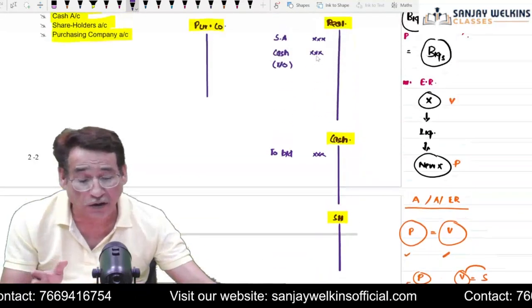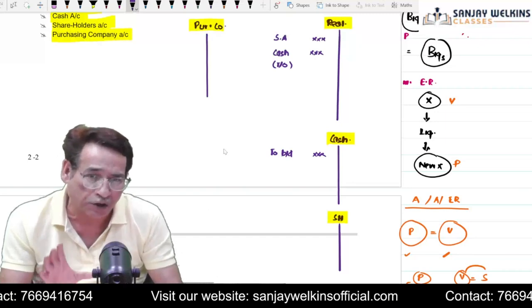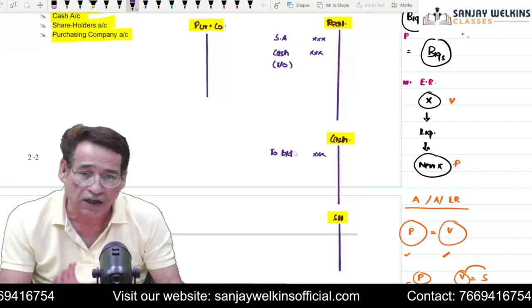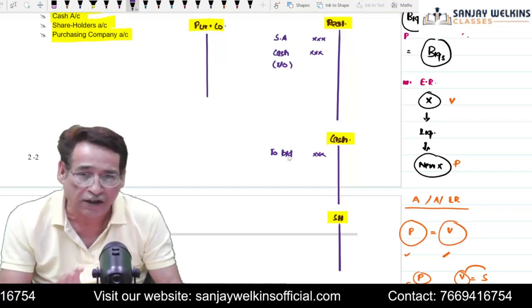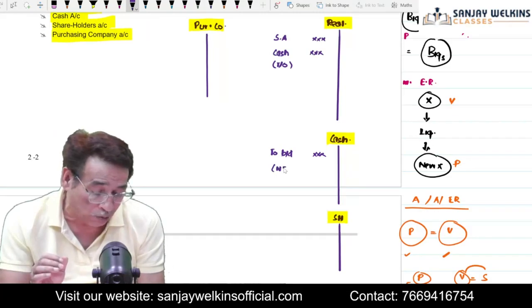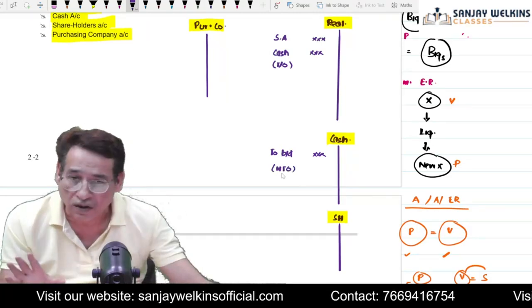If cash is taken over, you are going to put it on the debit side of the realization account. If cash is not taken over, you are going to put it on the debit side of the cash account simply by writing "to balance brought down." I'm writing here NTO, not taken over. Is it clear to you?